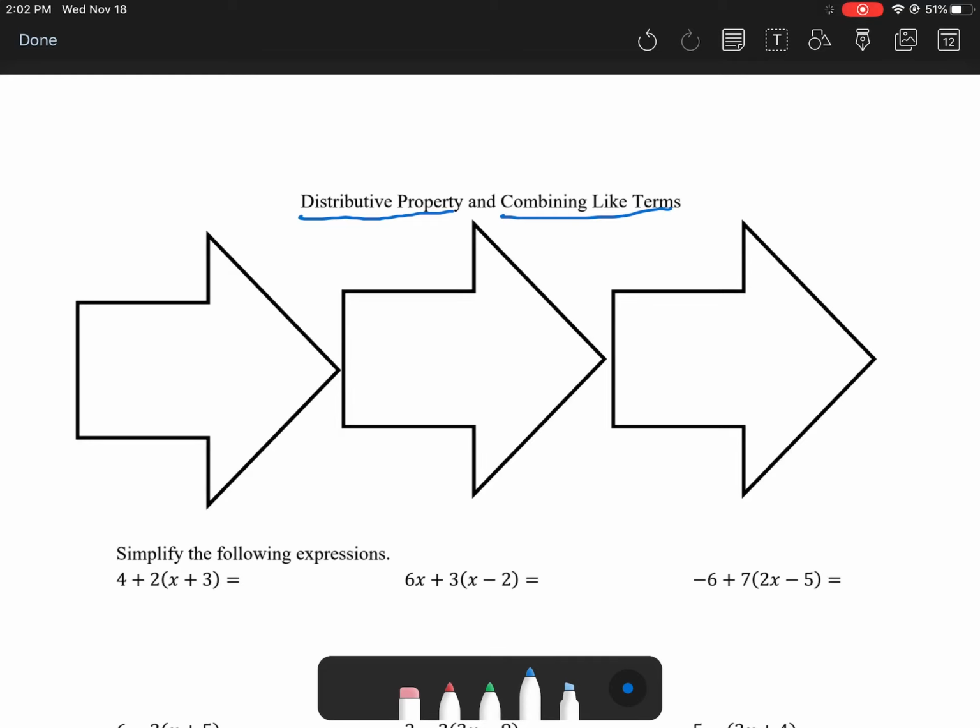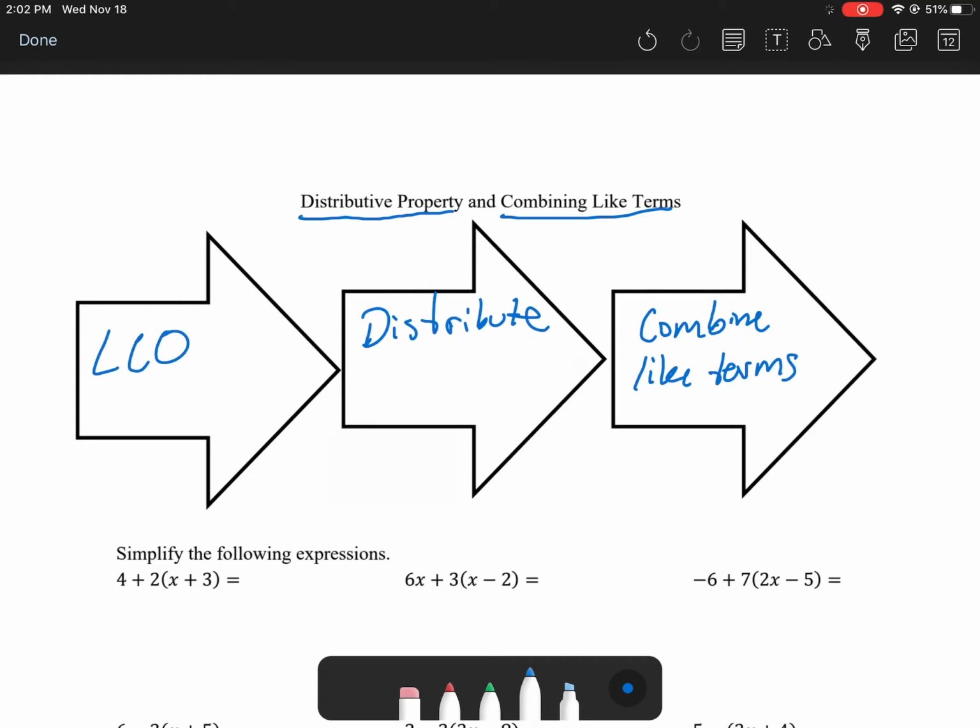So I broke it down to 3 steps. Step number 1, LCO. This way we don't miss any negatives and we can be really careful about what we're multiplying and adding together. Step 2, distribute. Hippity hoppity distributive property. Get rid of all of your parentheses by taking that number and multiplying everything inside the parentheses. And then finally, go through and combine your like terms, making sure all of our like terms are combined together so we have a nice simplified expression.